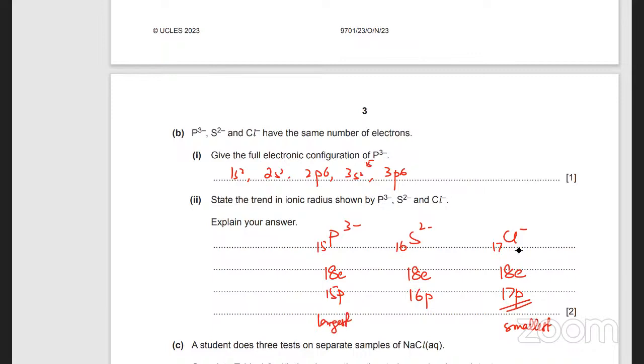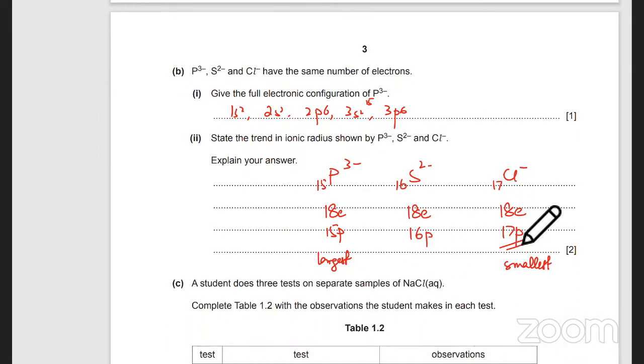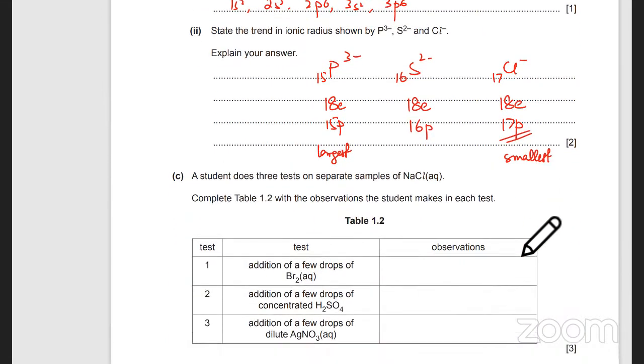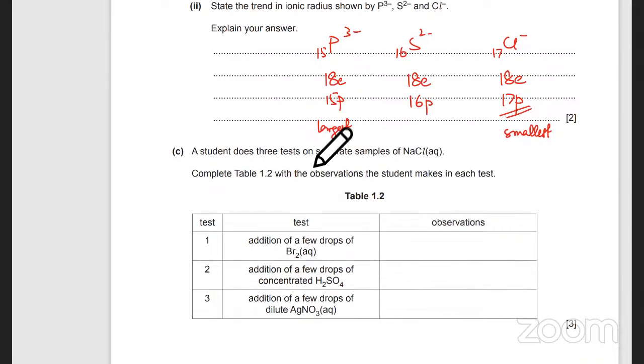But the explanation would be that they all have the same number of electrons. First, 1 mark would be for stating which one is the smallest and which one is the largest, right? And the second is stating they have the same number of electrons, but chlorine has the greatest number of protons. Okay.